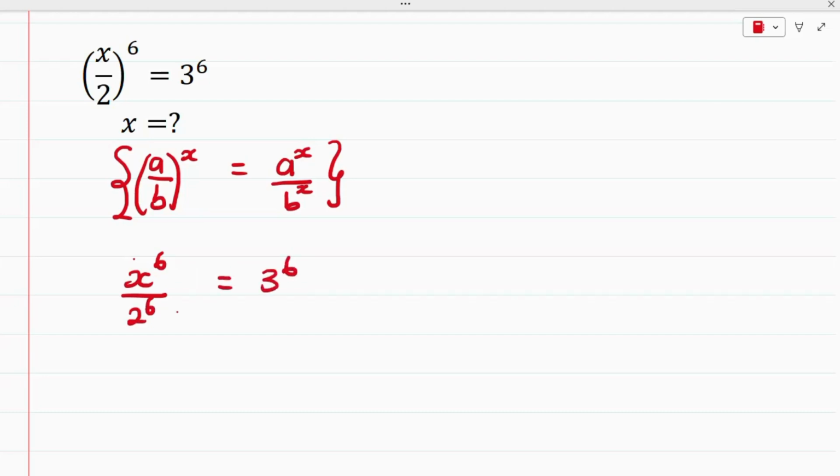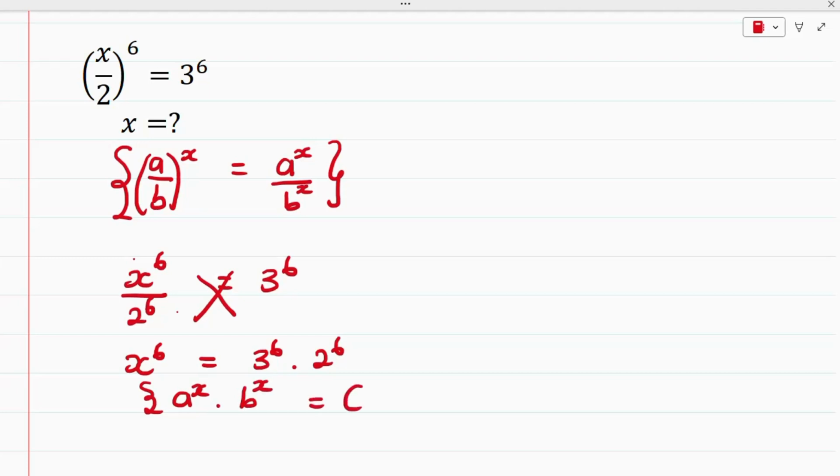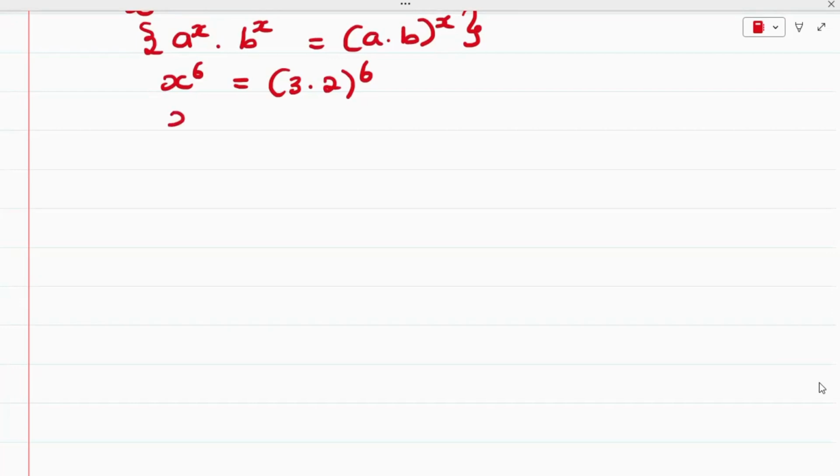The next thing you want to do is to simply cross multiply. So we have x^6 is equal to 3^6 multiplied by 2^6. Applying this property that says if we have a^x multiplied by b^x, this is equal to (a multiplied by b) raised to the power of x, we have x^6 is equal to (3 multiplied by 2)^6. So from here we have x^6 is equal to 6^6.